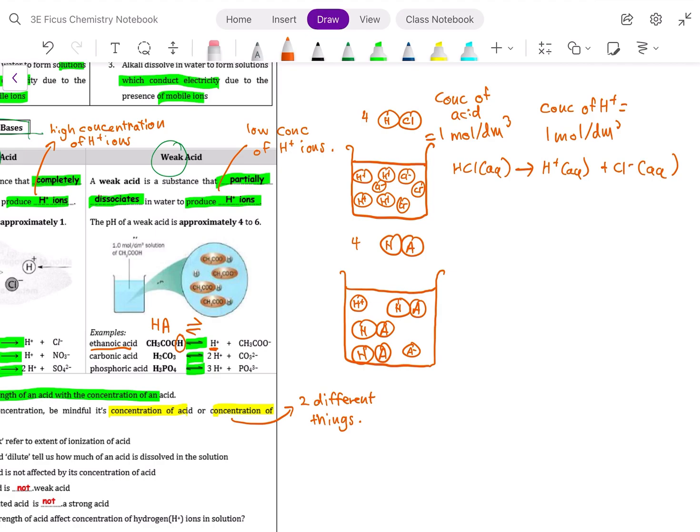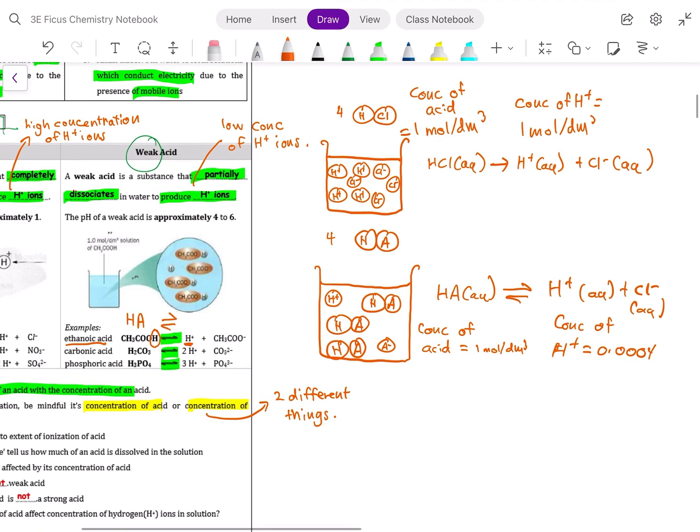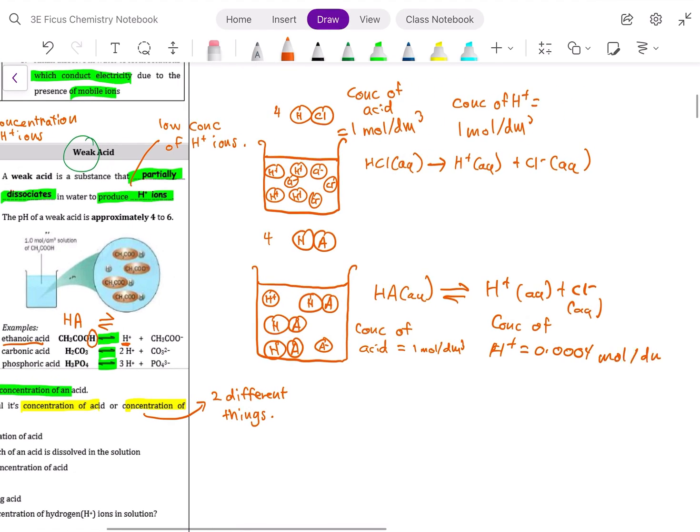But if I have this ethanoic acid, then I represent it using a double-headed arrow to show partial dissociation. So for the concentration of acid, let's say I put it as 1 mole per dm cube. The concentration of H plus because of partial dissociation is probably as low as this. Very, very low compared to the concentration of acid. Because I put in like 10,000 molecules, only like 4 will dissociate. That's why it's so low, 0.004.